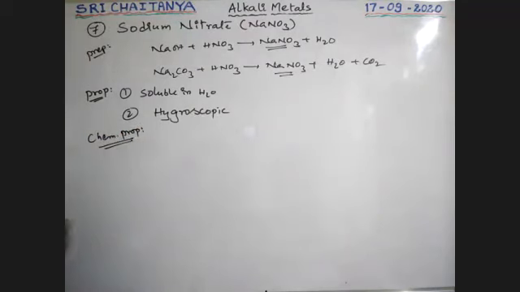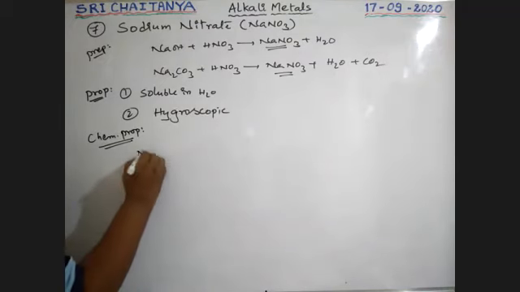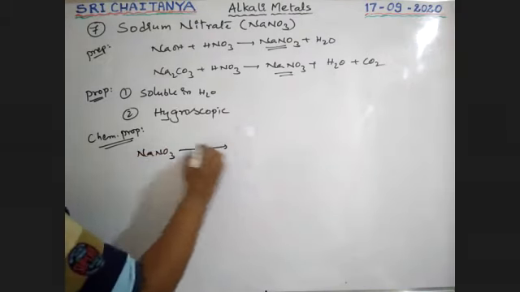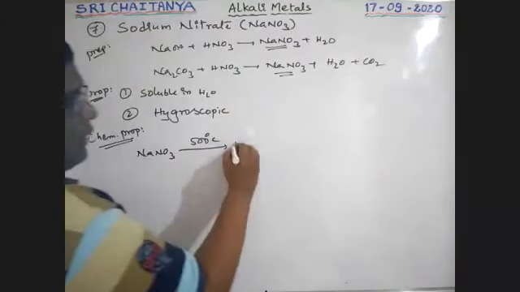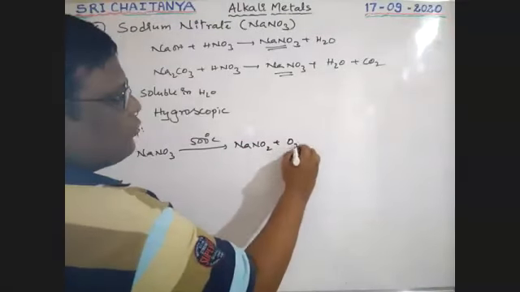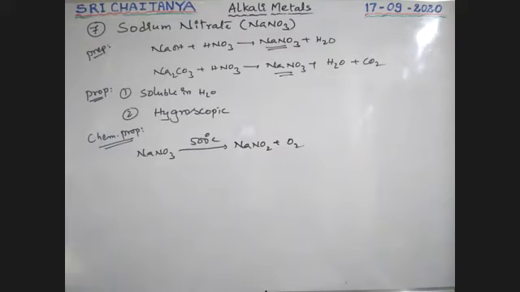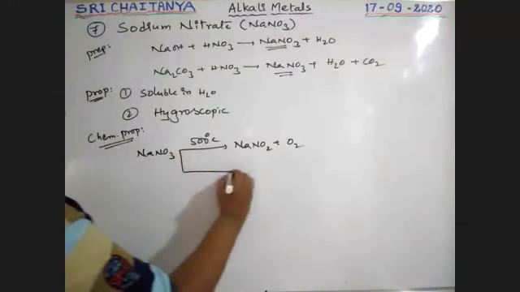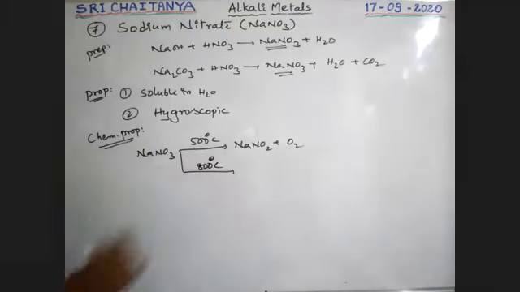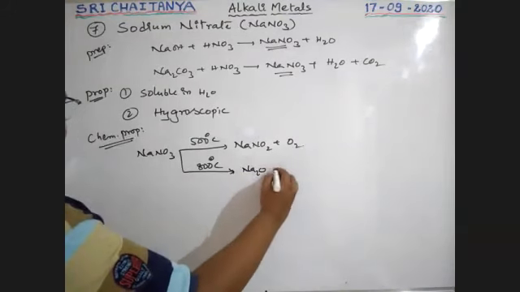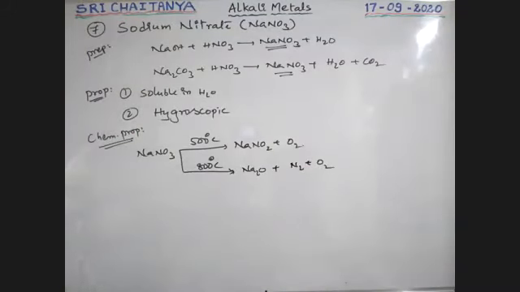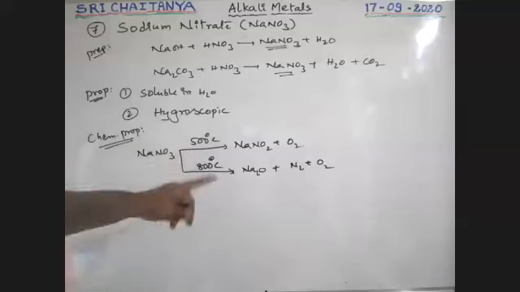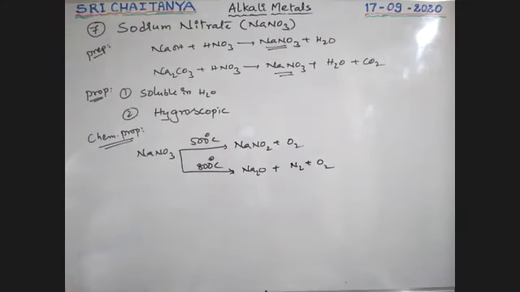Chemical properties, boys. Already we know, when NaNO3 is heated up to 500 degrees centigrade, it changes to nitrite: NaNO2 plus O2. If it is heated up to 800 degrees centigrade, it gives Na2O plus N2 plus O2 as the final products. Already we wrote that equation. So at 500 and at 800, please balance it. This is the action of heat.